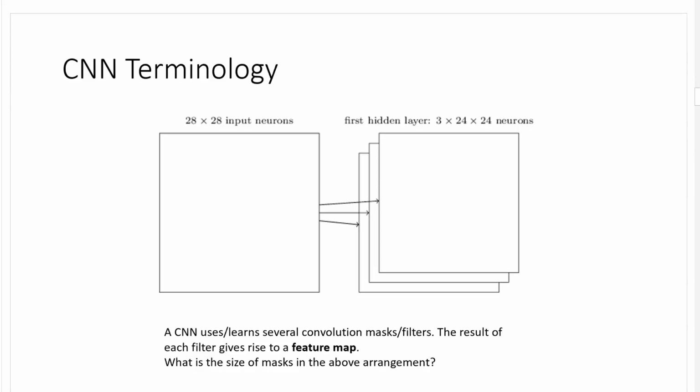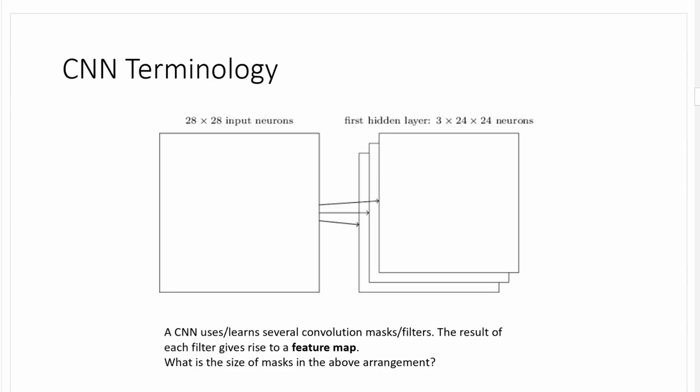All right, so let's continue with the CNN terminology, and let us say that we have an input image consisting of 28 by 28 pixels. That is the image being fed to the input neurons, or to the input of the network. Assume there are a number of hidden layers in the network. The first hidden layer has 3 layers of 24 by 24 neurons.